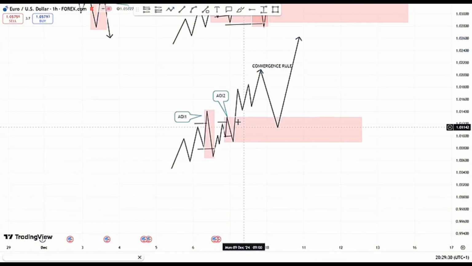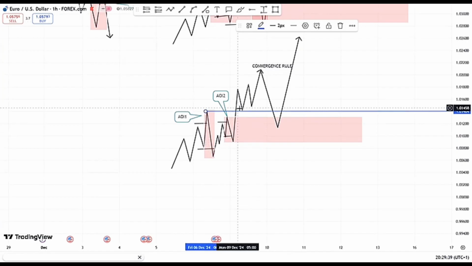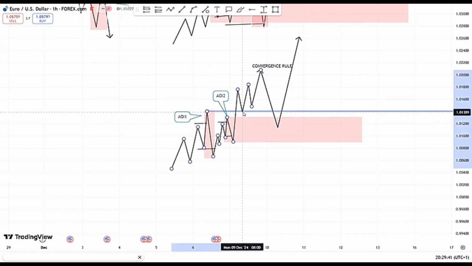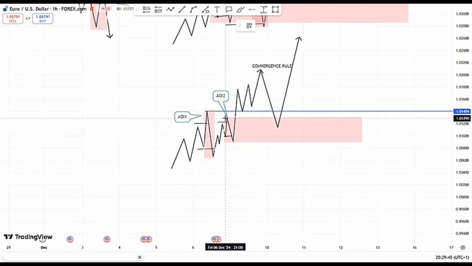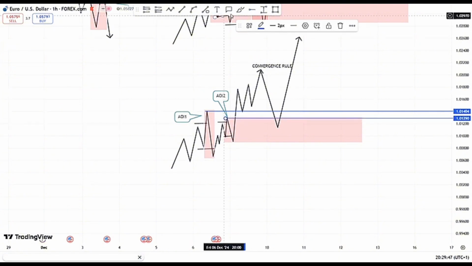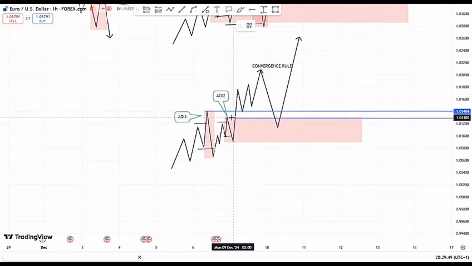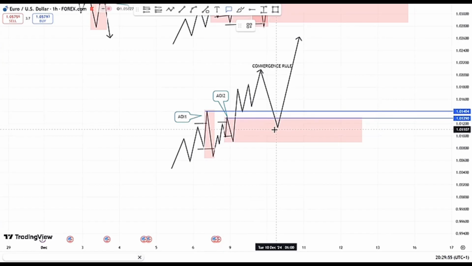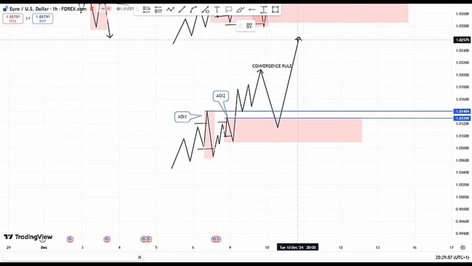Why? Because still at this level, we still have a valid imbalance that is not yet mitigated. So even if this is a resistance, and let's say this support level tapped it, we still have a much more refined resistance level inside. Which tells us that we still have imbalance within this guy and this guy, telling us that this buy move is not done. Price will still come back for mitigation, and then a continuation to the upside.